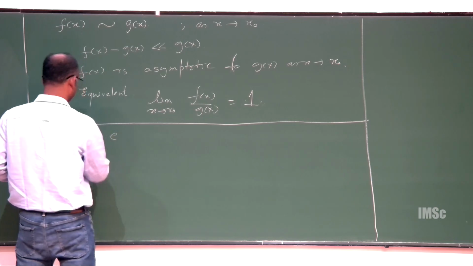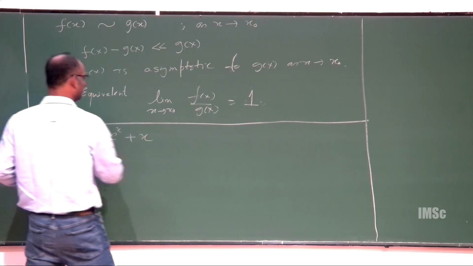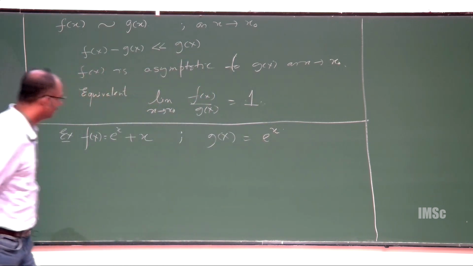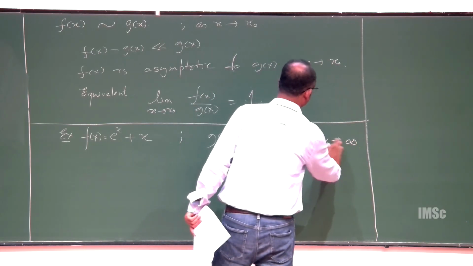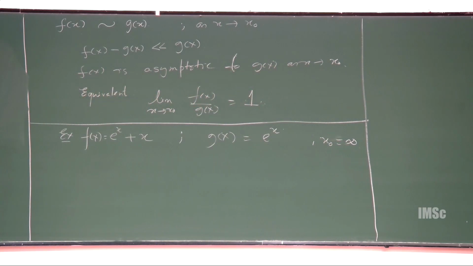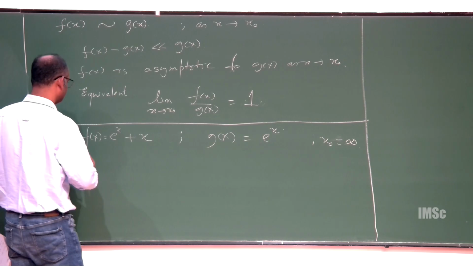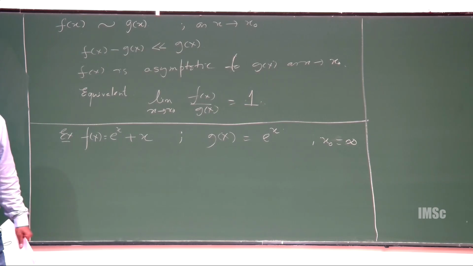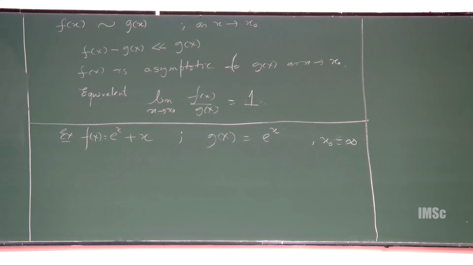So take f(x) to be e to the x plus x, and take g(x) to be e to the x. And let's look at x going to infinity, so the point x naught is infinity. These two functions are asymptotic to each other by the definition. If you take the ratio and take the limit, it will give you 1. Is that okay? You agree to that?